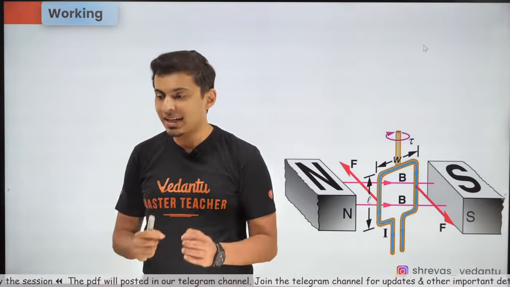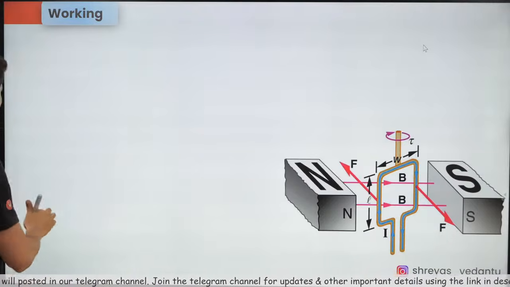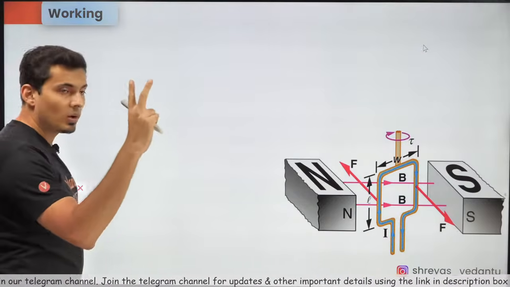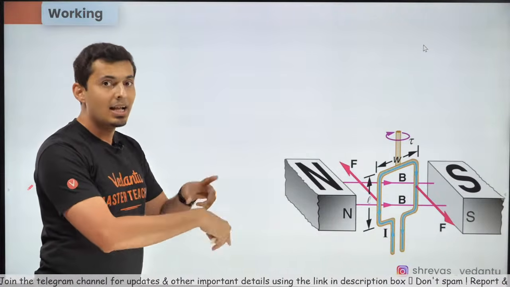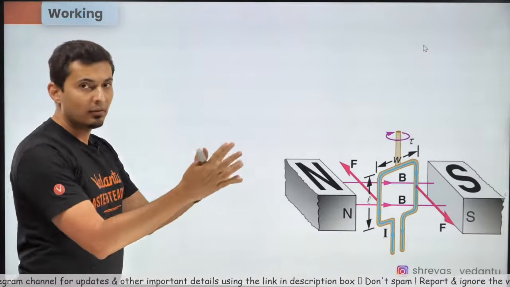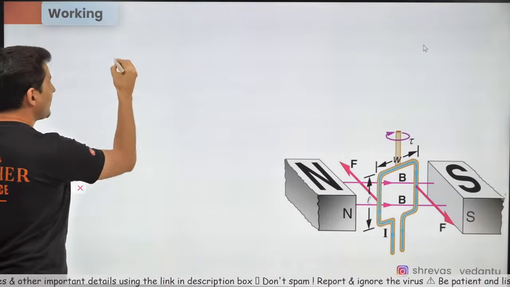Alright, now what exactly happens? Let's try to work this out. So first of all, there are two main concepts in a galvanometer. If you understand these two concepts, we are going to combine them together and then we'll actually see the formula for different things.